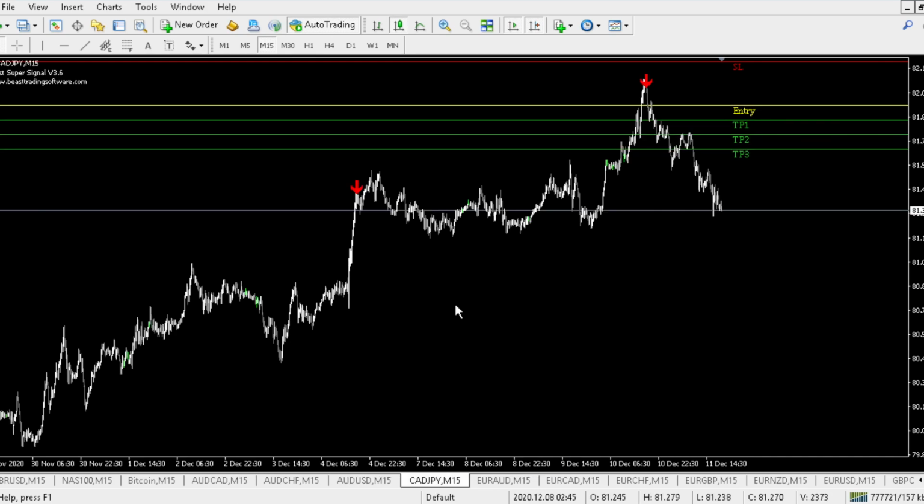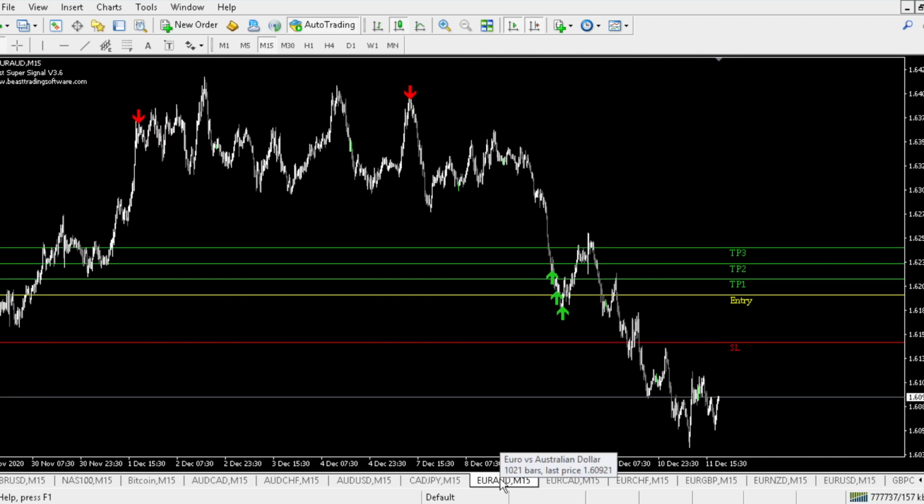Now into the Canadian dollar and the yen. Only 2 signals in the last couple of weeks, but this one looks like it probably would have been a win, taking a profit here. And then yesterday we had a very nice sell signal, caught it literally right at the top, and this took out profit as well.